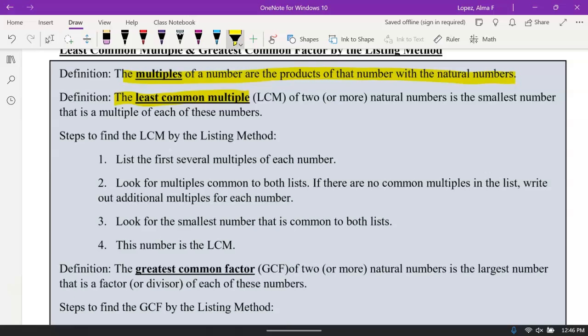The steps in finding the least common multiple by this listing method is first list the first several multiples of each number. All we're looking for is the very first one they have in common. So looking for multiples that are common in both lists. We're going to be looking for the smallest number in the list that they have in common. This is the least common multiple.